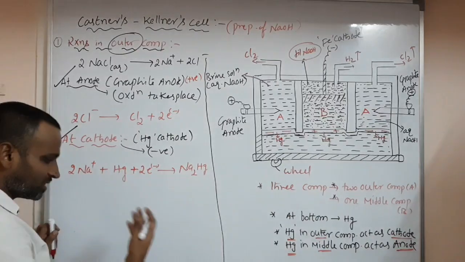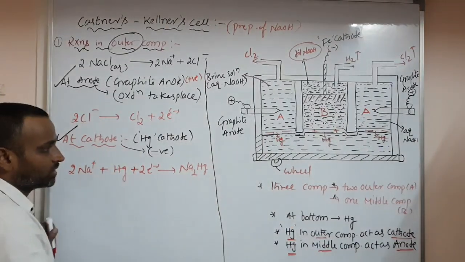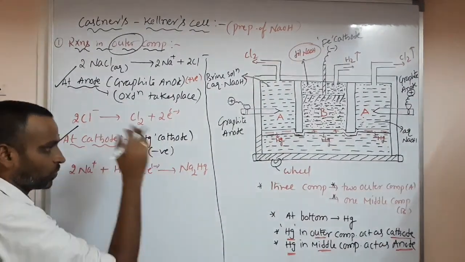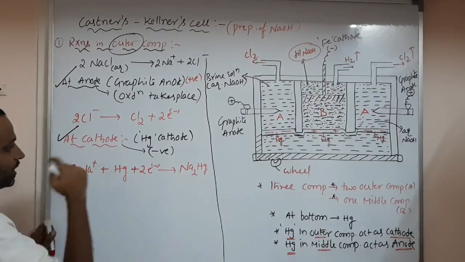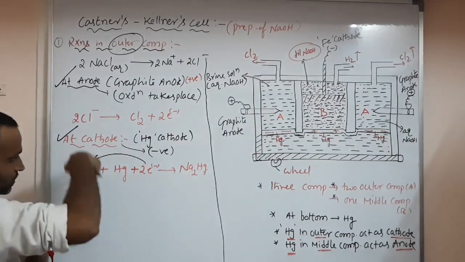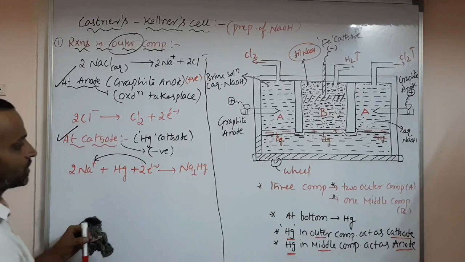Please remember all this because those are the questions you asked in previous few students. Sir, what is the oxidation state of sodium in Na2Hg? Not Na plus, it's 0 because it's an alloy. See, because Na plus took 2 electrons, gained, so the positive charge will cancel. So these are the outer compartment reactions.